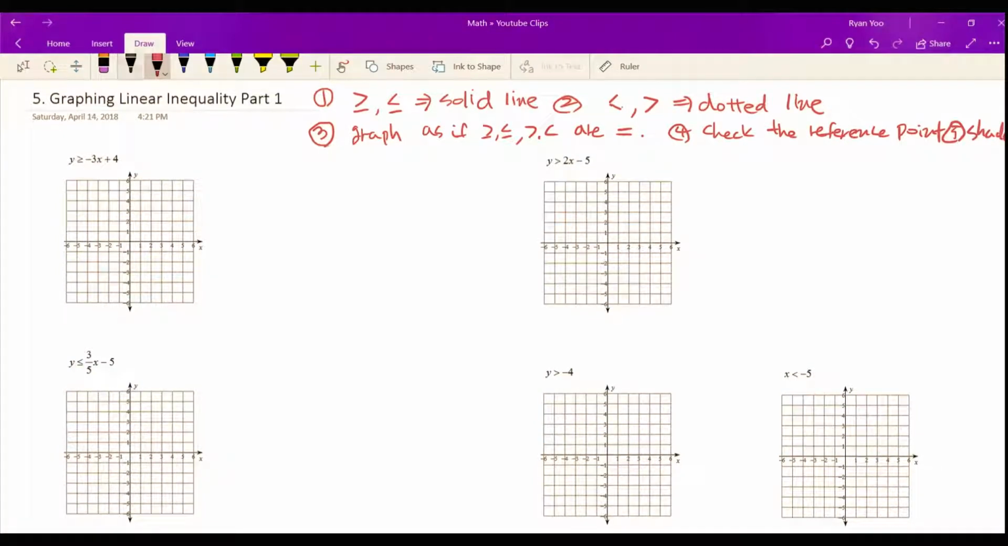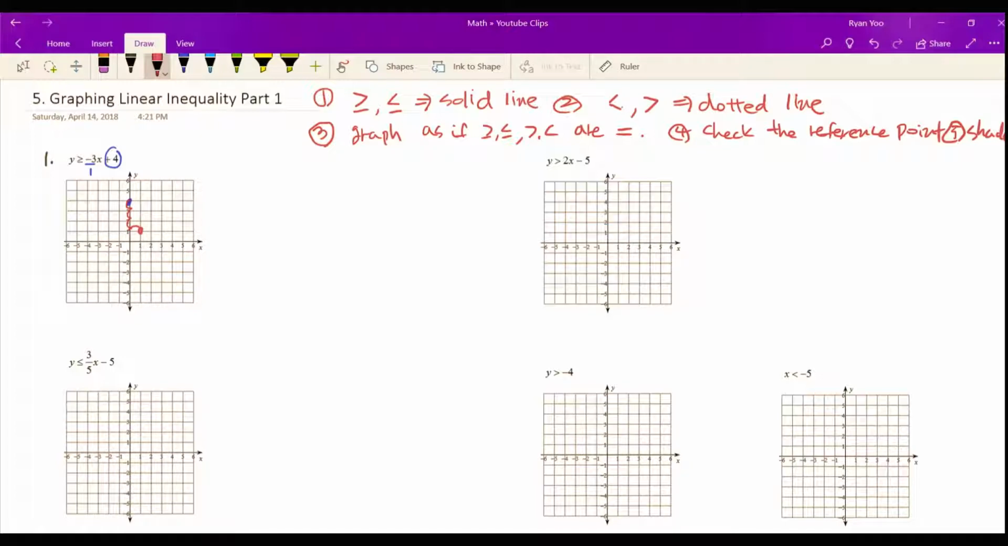Okay, let's get to the business. So we are looking at number one, y greater than or equal to negative 3x plus 4. And don't forget to put 1 underneath of negative 3. And we are going to graph from the positive 4, if you remember. So mark positive 4. And from the positive 4, we are going to go down 3 because it's negative 3, and right 1.